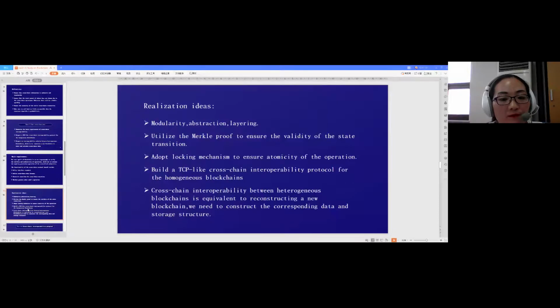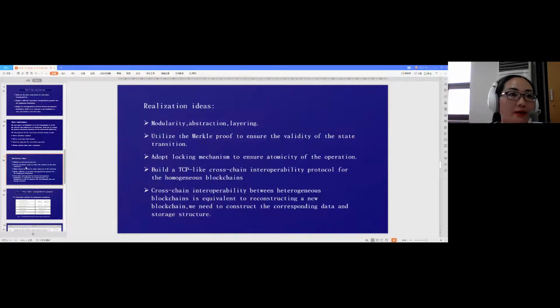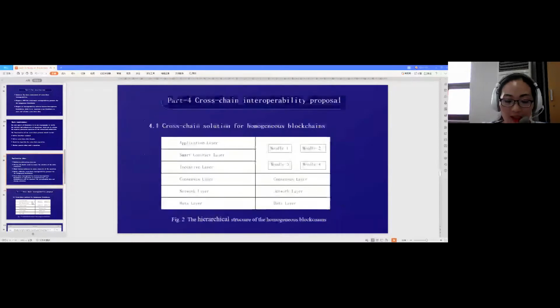And for heterogeneous blockchains, because it's equivalent to reconstructing a new blockchain, we just need to construct the corresponding data and storage structure. Here are our solutions. First, we will talk about the homogeneous blockchains.